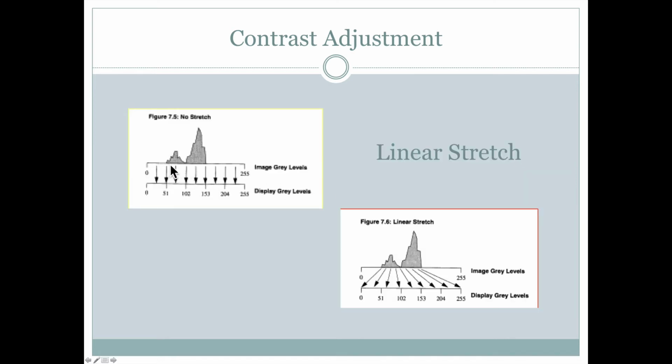Once again, in this example here, these would be all the different brightness values, and we can see that they really just vary between 51 and 153 here. After we do this linear stretch, then they would vary for display purposes between 0 and 255. So we'd be going all the way from black to white.